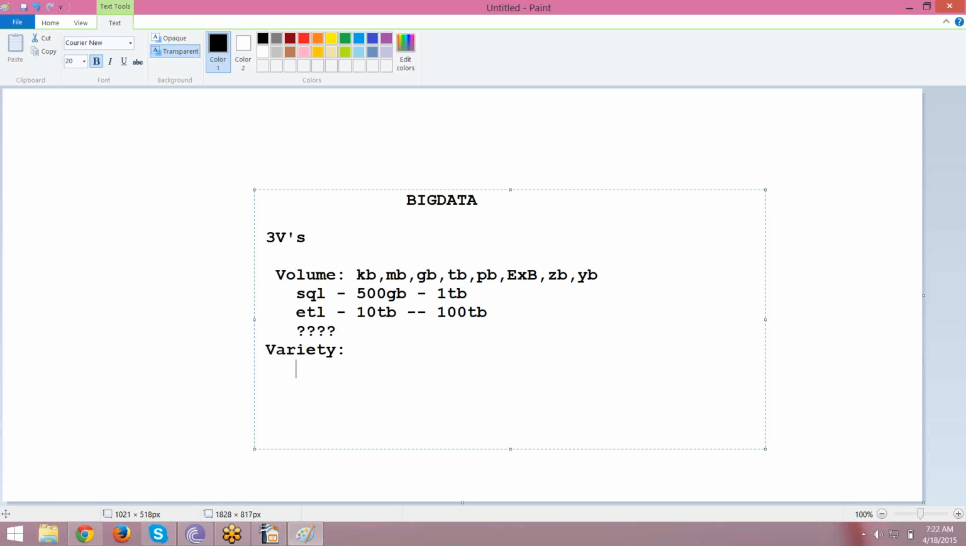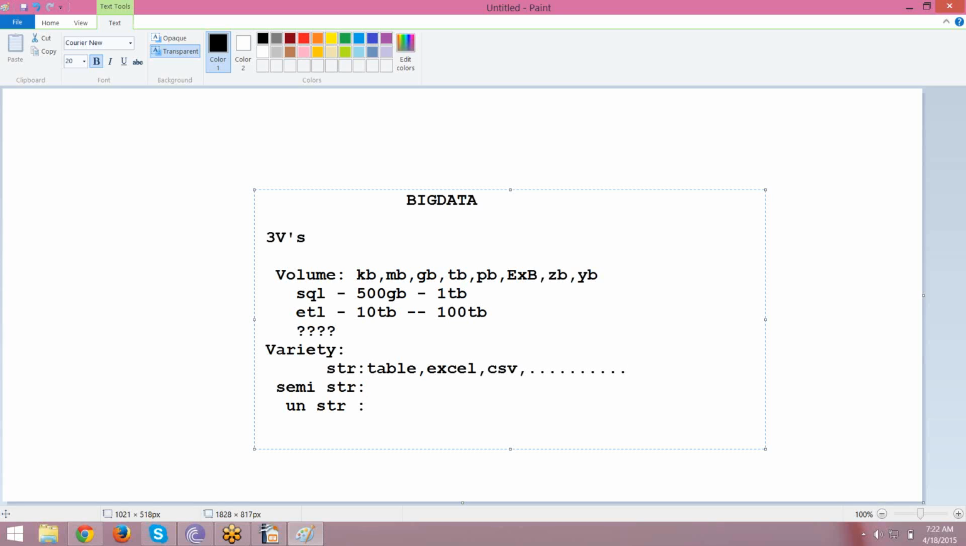In variety, we have three varieties: structured data, semi-structured data, and unstructured data. Everybody is very good at structured data. It's like a simple table or Excel sheet, or a CSV file, or many files like this. These all come under structured data.